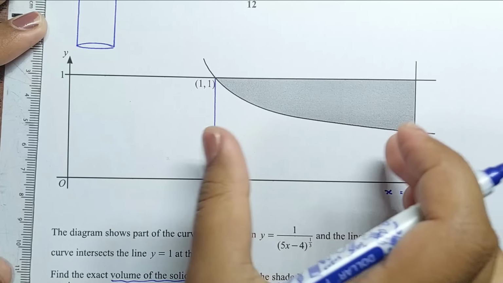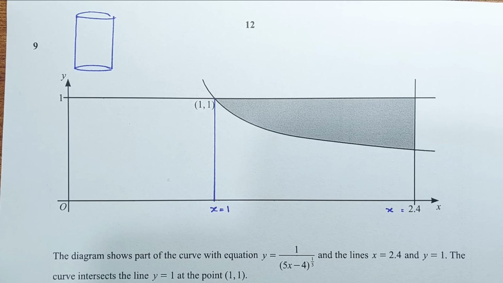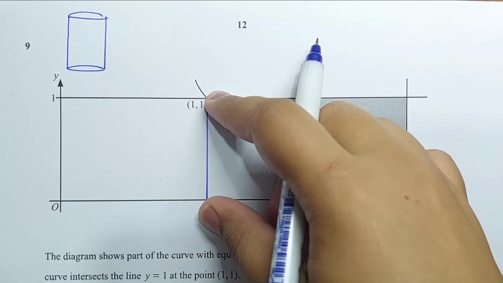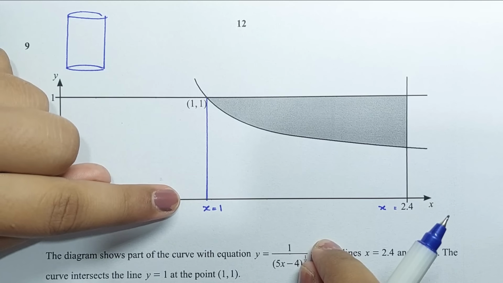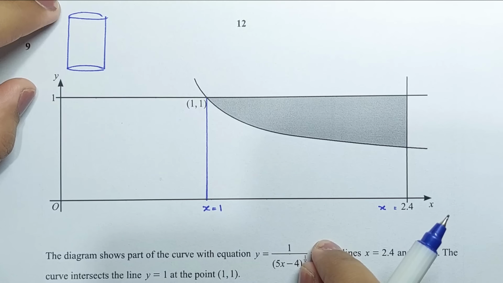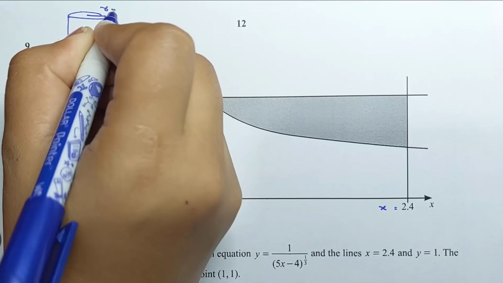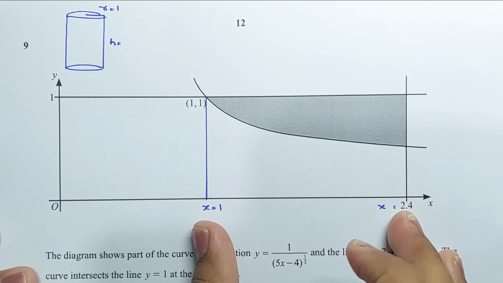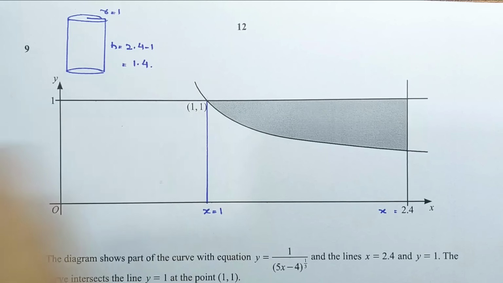When we rotate this rectangular region, its shape looks like a cylinder. Some students may wonder why the radius is 1, since this length is from 0 to 1. Because this length is 1 and it is rotated 360 degrees, the whole upper portion makes a cylinder. So the radius is equal to 1. I hope this is clear now. The height of the cylinder is from 1 to 2.4, which is 2.4 minus 1, equal to 1.4, right?